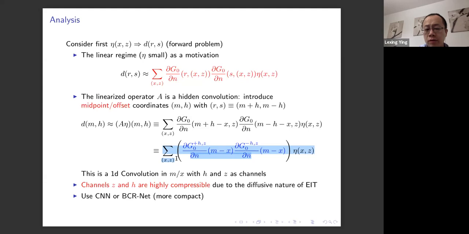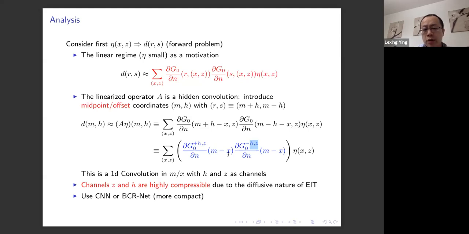But instead of one single convolution, this is a sum of a bunch of convolutions. Notice that the convolution itself is only in the horizontal direction: the middle point M of the output data D, and also the horizontal direction of your parameter eta. This is the direction where you have the convolution. The offset parameter H and the depth parameter Z appear as parameters. So you have a bunch of convolutions, and then you add them together. This is what the linearized operator looks like in the transform domain.